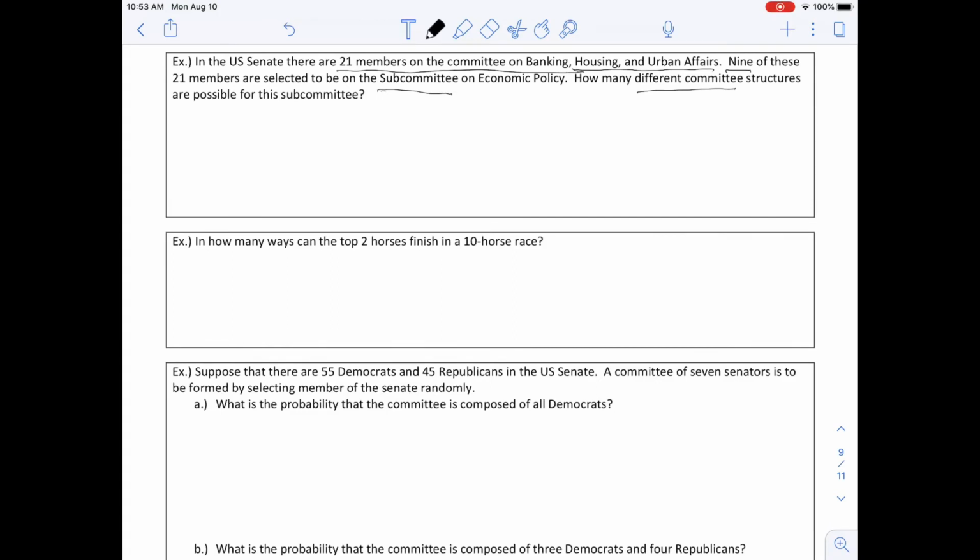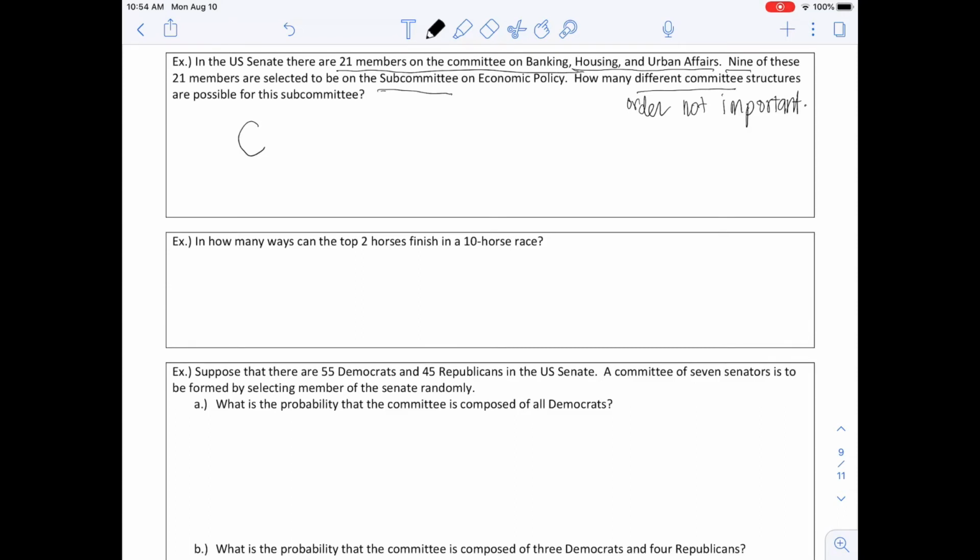So from this, I want to ask you guys if order is important in this problem. Does it matter if you're the first one selected for that subcommittee or the 9th one selected? No, it doesn't matter. So order is not important. That's the first thing you should always ask yourself: is order important or not important? Since order is not important, we're dealing with a combination. So I'm going to put a C there.